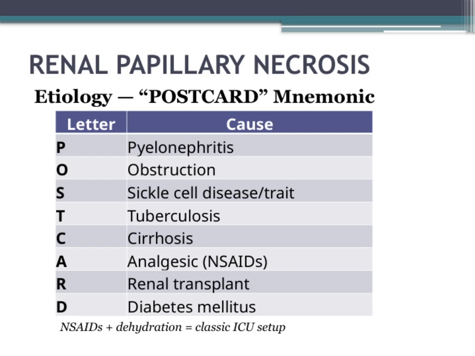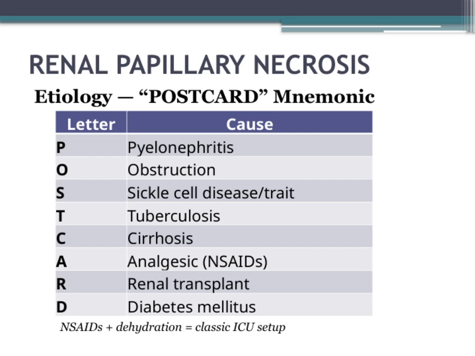A stands for analgesic use, specifically NSAIDs, which can impair renal perfusion, especially in dehydrated states. R is for renal transplant, highlighting the risk of injury to transplanted kidneys. D is for diabetes mellitus, a major risk factor for diabetic nephropathy. This mnemonic helps us quickly recall these key causes. And importantly, it ties into the overall theme of renal injury pathways and how multiple factors can converge, especially in vulnerable patient populations.